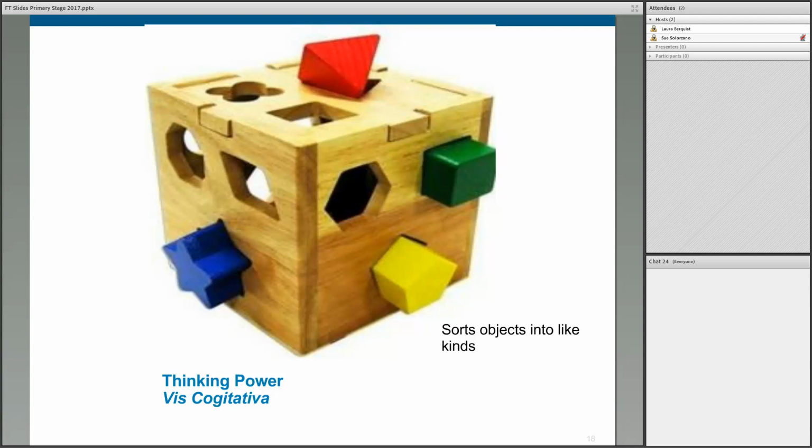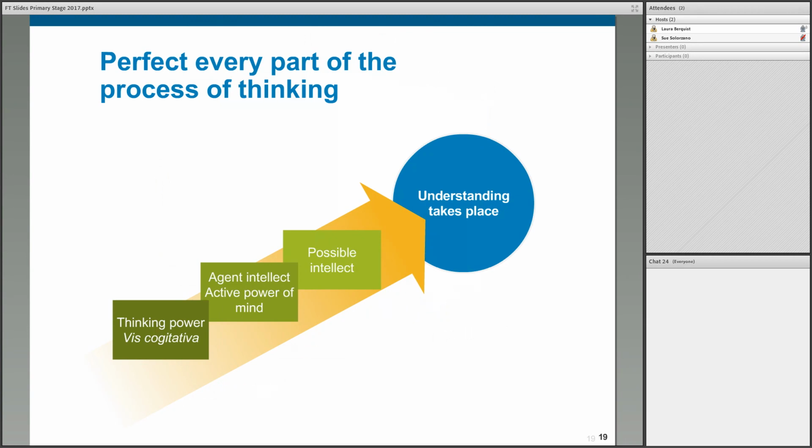Now, the next step is this. These images, retained in the imagination and now sorted into like kinds, are used by what Aristotle calls the agent intellect, or the active power of the mind. What it does is, so to speak, shine a light on those images in the imagination and abstracts from them what is common, their nature, the essence of the thing. And then that is pressed into or received into the possible intellect.